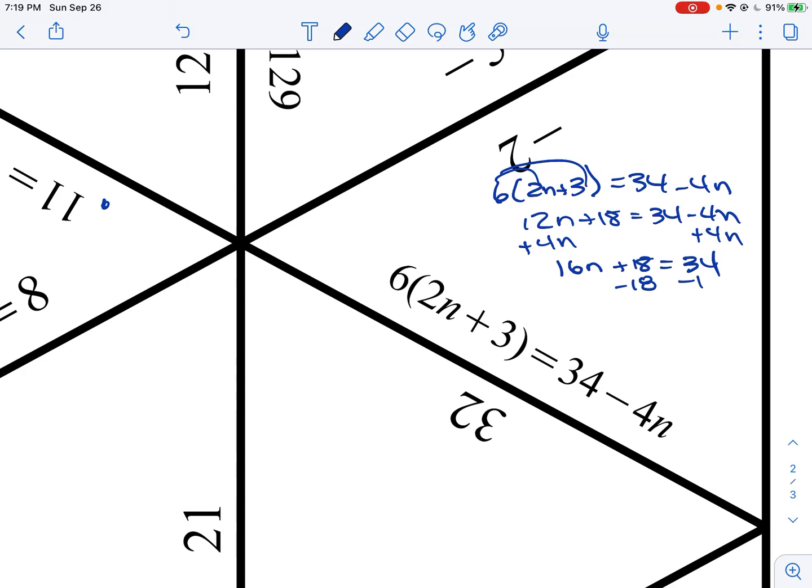I subtract the 18 from both sides of the equal sign. When I do that, I borrow. That becomes a 2. Okay, 14 minus 8 is 6. Oh, look at that. It's 16. So when I divide, I get 1. So the answer for this one is 1.